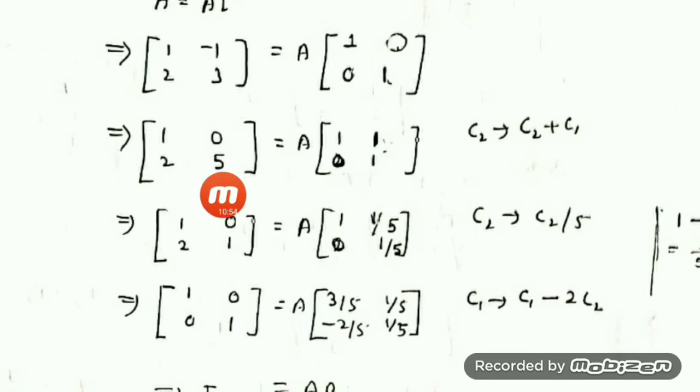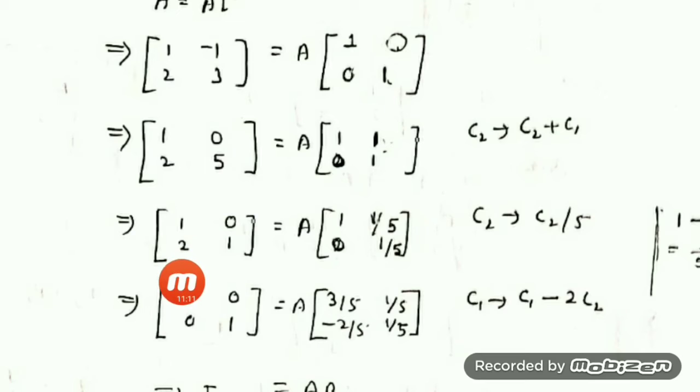0 by 5 is 0, 5 by 5 is 1, 1 by 1 and 0, keep it as it is, 1 by 5 and 1 by 5. This is done. After this, you have to make the remaining element of the next row 0. You have to make it 0.